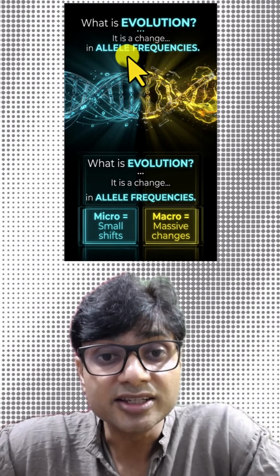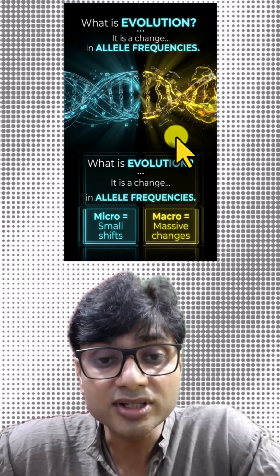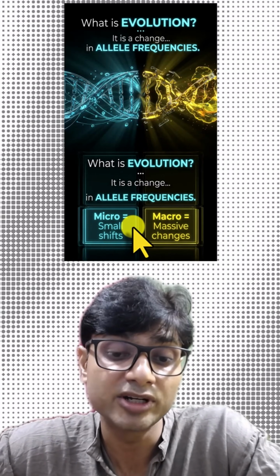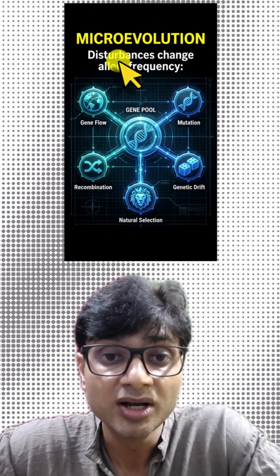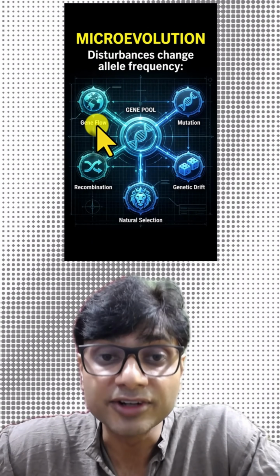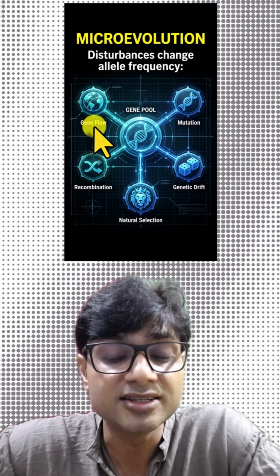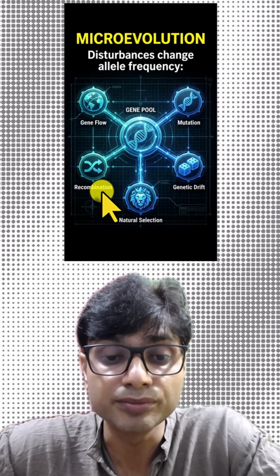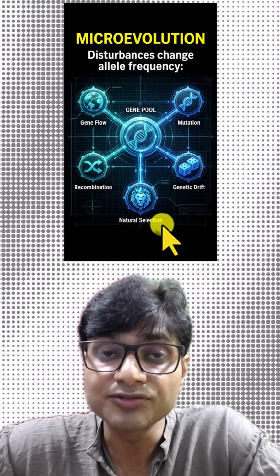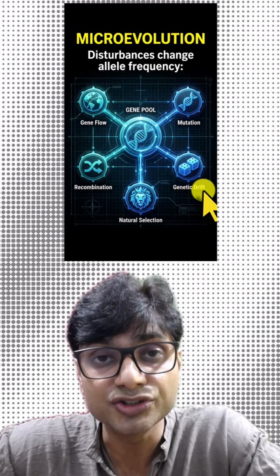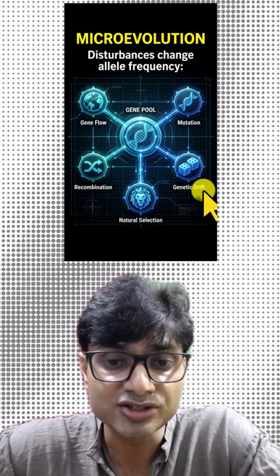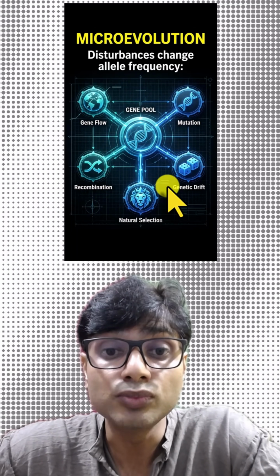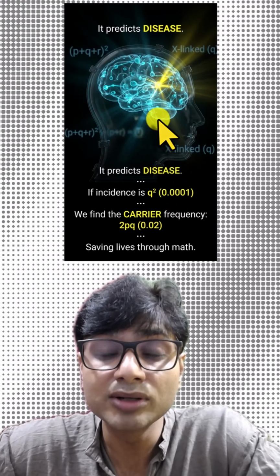So evolution is nothing but the change in allele frequency. The more change occurs in allele frequency, the higher the extent of evolution. It can be at a micro level or a macro level. There are certain factors that disturb allele frequency and bring evolution. One is gene flow, meaning migration of individuals from one place to another. Recombination means crossing over during meiosis. Natural selection: the fit individuals survive, the unfit are rejected. Genetic drift is a random change in gene frequency, generally due to natural calamities or some other factor, and then mutations. All these factors bring change in the gene pool and disturb the genetic equilibrium, leading to evolution.